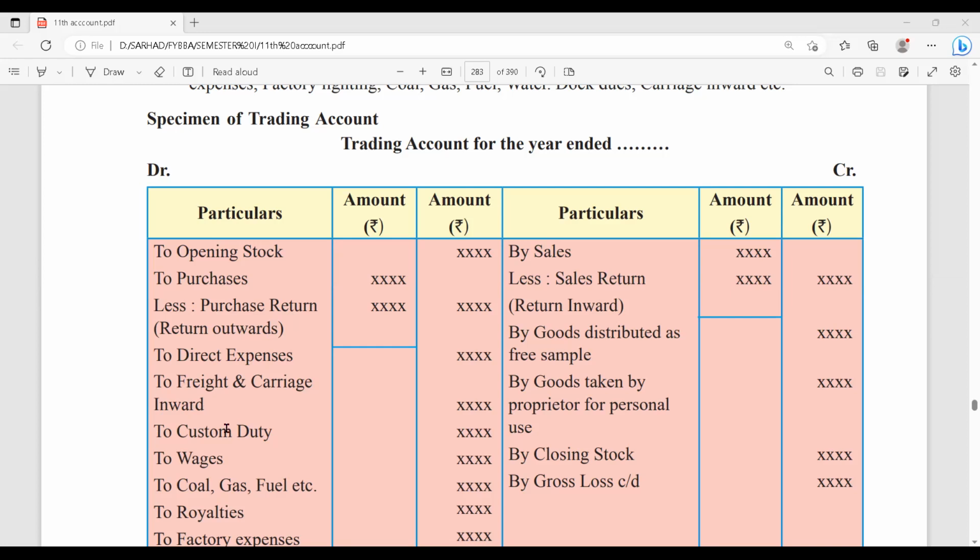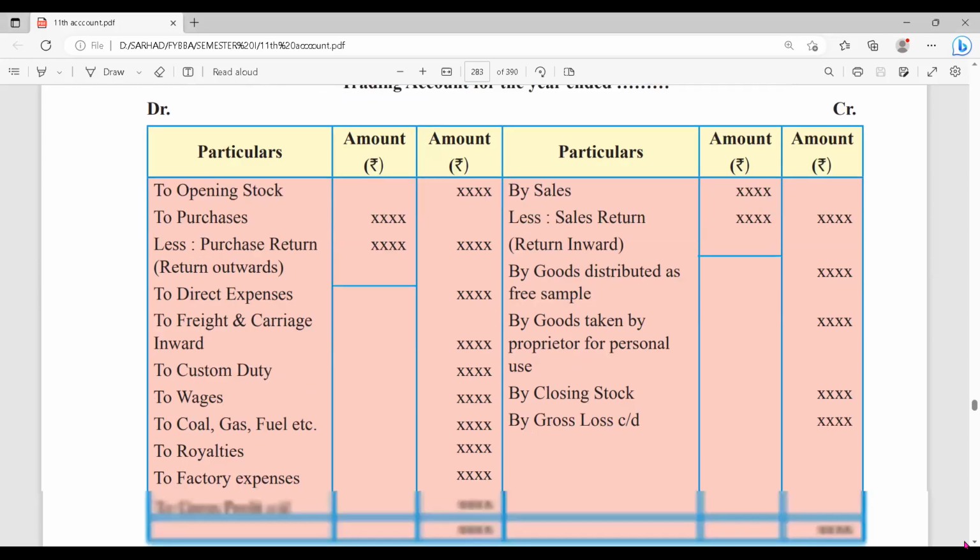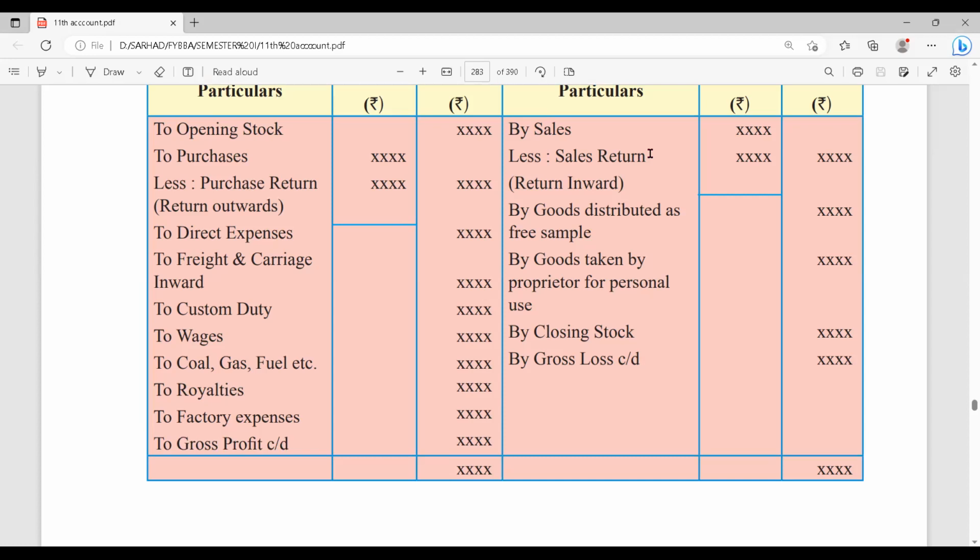Then next is to freight and carriage inward, to custom duty, to wages, to coal, gas, fuel, etc., to royalties, to factory expenses. And on the credit side, you have to record sales, less sales return, which can be called return inward. Then by goods distributed as free sample, by goods taken by proprietor for personal use, by closing stock. This closing stock is part of the adjustments, so one effect is recorded here. We are going to see these adjustments in the next few minutes.